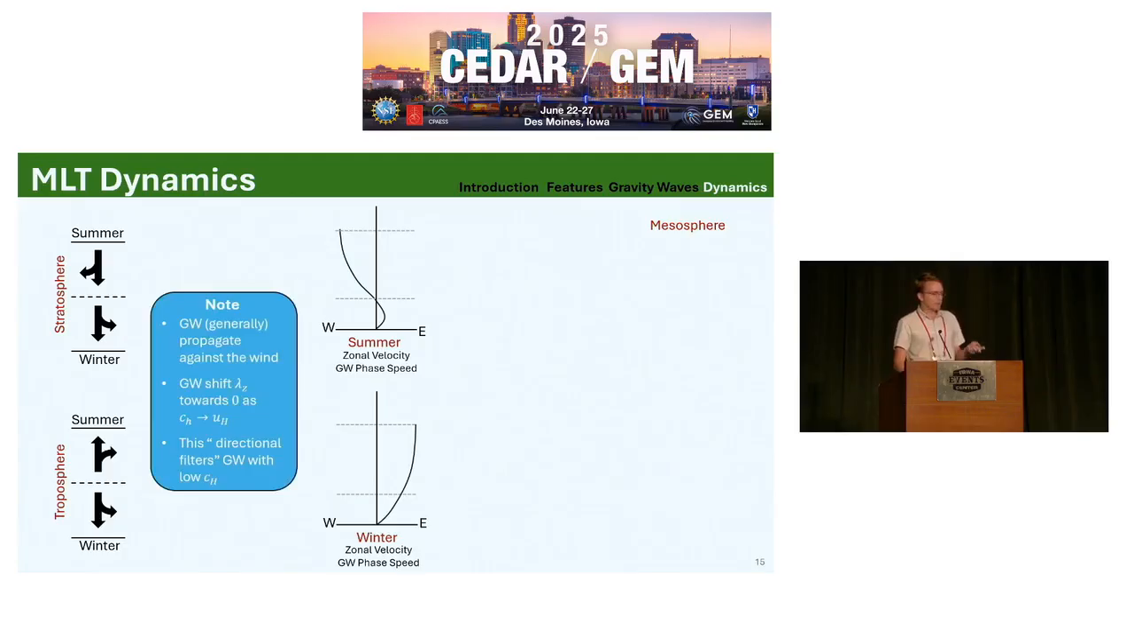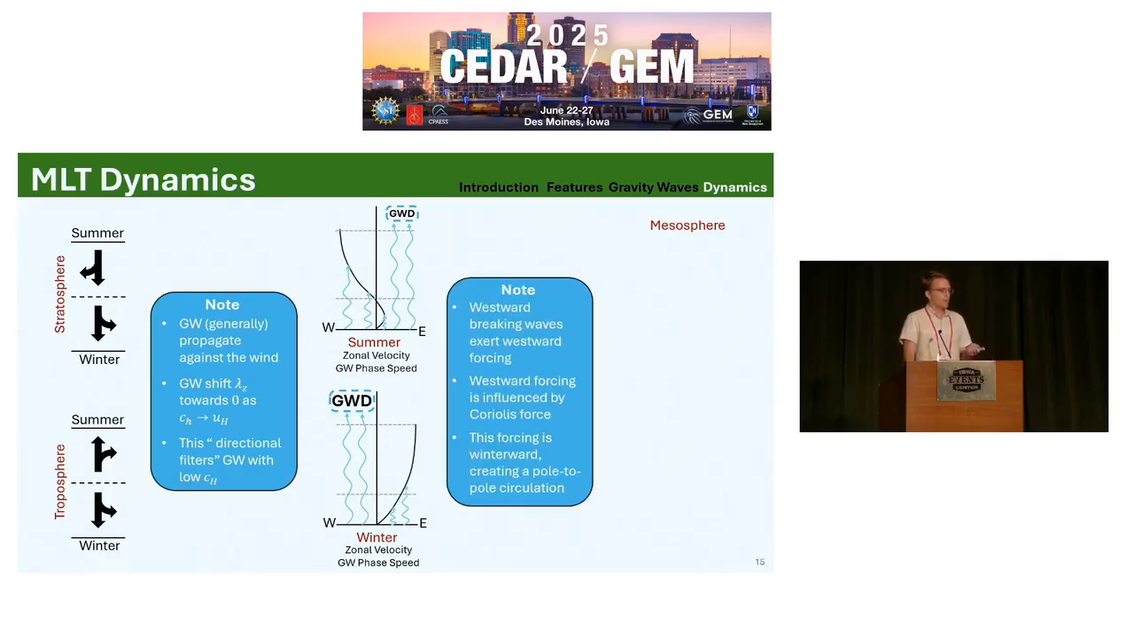Now, gravity waves generally propagate against the wind, meaning that if you have gravity waves that are flowing westward like this, they are actually going to be filtered out by that wind. When the gravity waves encounter this wind, they're essentially, like I said, filtered. However, in the summertime, eastward gravity waves are able to propagate all the way up to the mesosphere. And in the wintertime, you have westward gravity waves that can deposit their drag, while eastward gravity waves are absorbed.